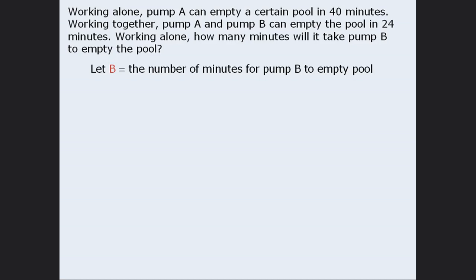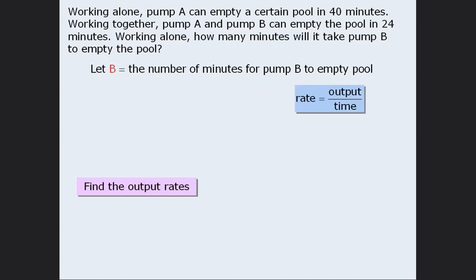Now, as always, we will begin by determining the output rates of each person or machine. As such, we will need to use the rate formula. Beginning with pump A, we are told that it can empty the pool in 40 minutes. To determine pump A's output rate, we will take the output of one emptied pool and divide it by its time of 40 minutes to get an output rate of 1/40th of a pool per minute.